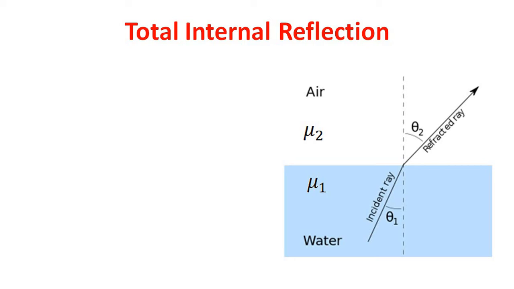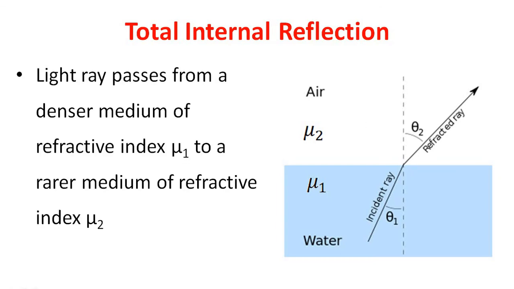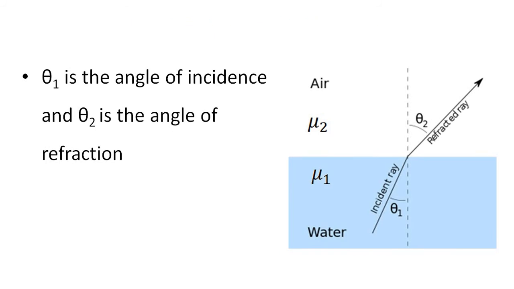There is an incident ray and there is a refracted ray. The refractive index of water is higher than the refractive index of air. That is, here mu1 is greater than mu2. The incident ray makes an angle theta1 with the normal, while the refracted ray makes an angle theta2 with the normal. Light ray passes from a denser medium of refractive index mu1 to a rarer medium of refractive index mu2, where theta1 is the angle of incidence and theta2 is the angle of refraction.